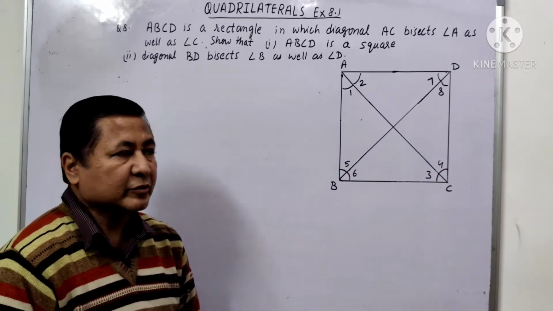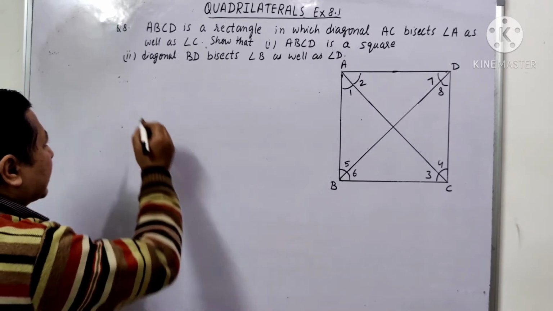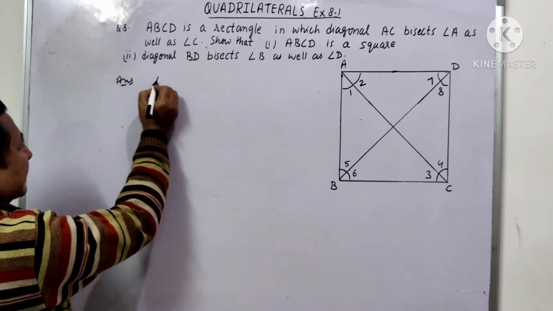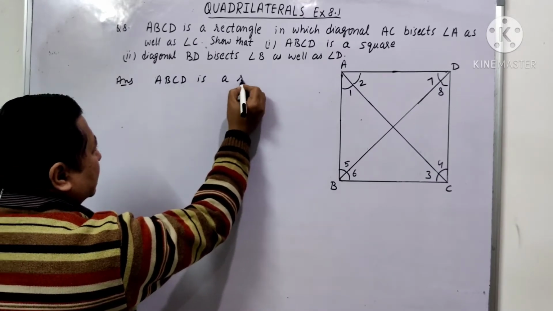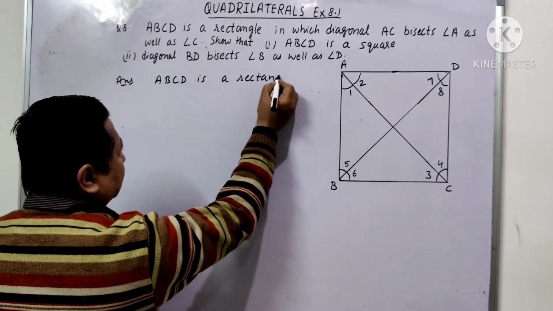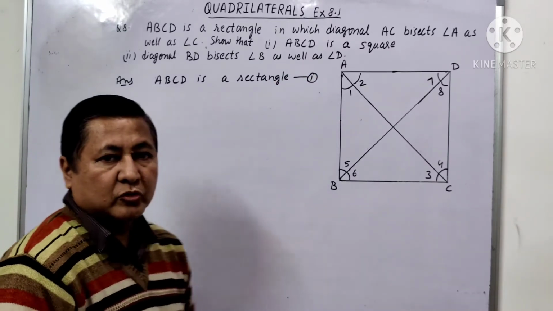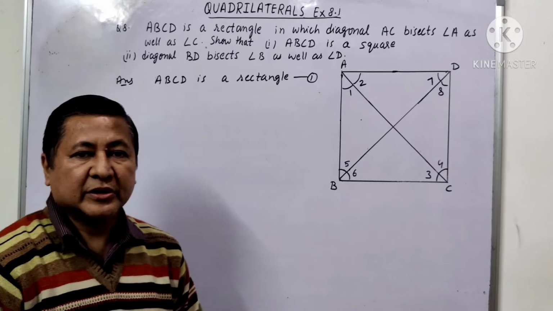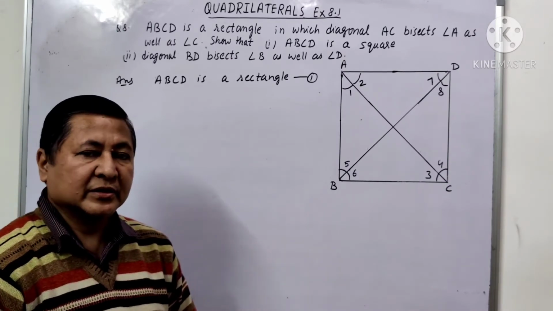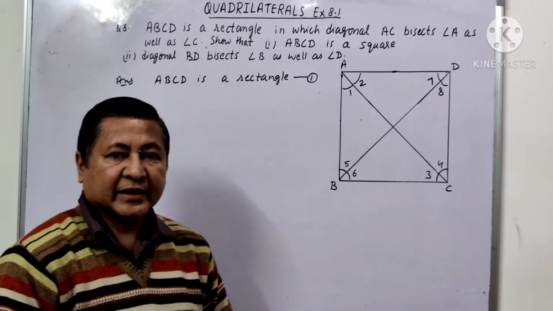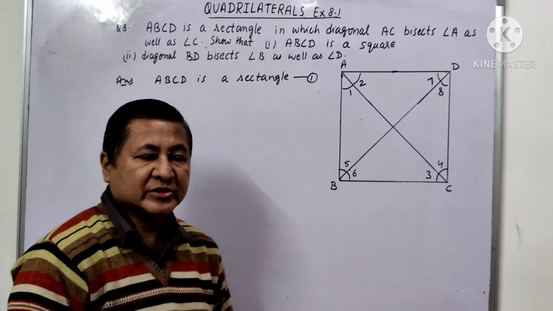Now the first thing that we have to prove is ABCD is a square. In the question it is given that ABCD is a rectangle. We'll mark it as equation number 1. Now to prove a rectangle is a square, we need to prove its adjacent sides equal. So we can say that the square is a rectangle whose adjacent sides are equal. So let us prove the two adjacent sides.